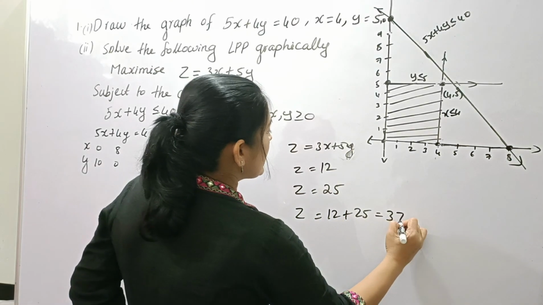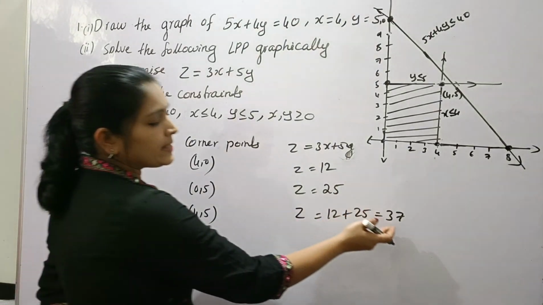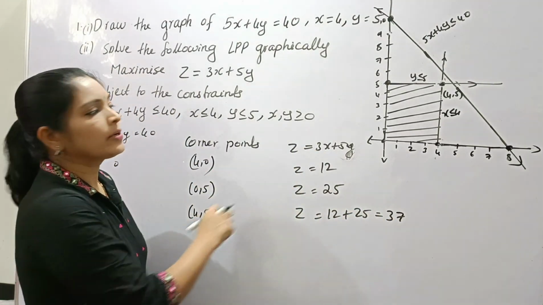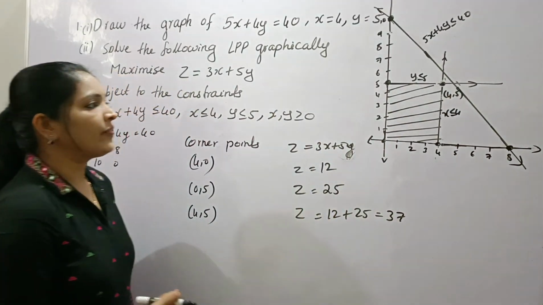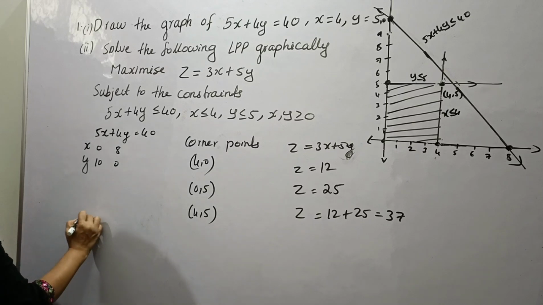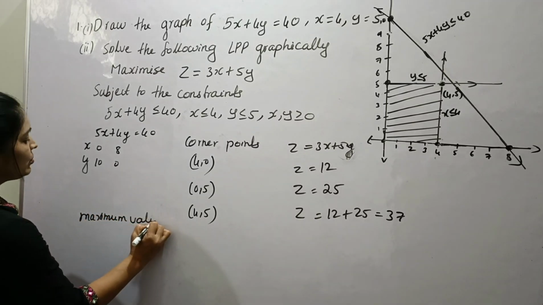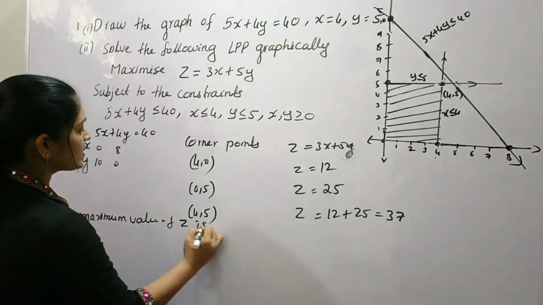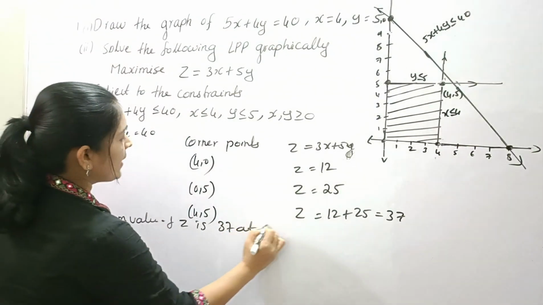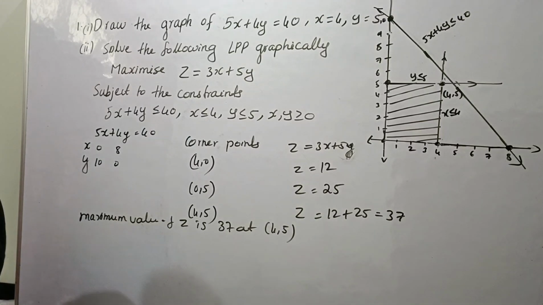That is 37. So here the maximum value of z is 37 at which point? At 4, 5. So we can say the maximum value of z is 37 at 4, 5, that is x is equal to 4, y is equal to 5.